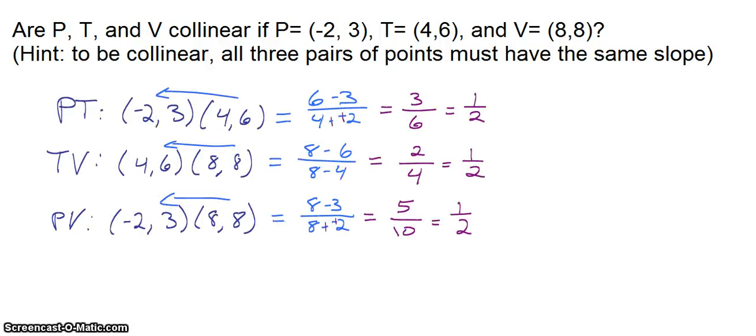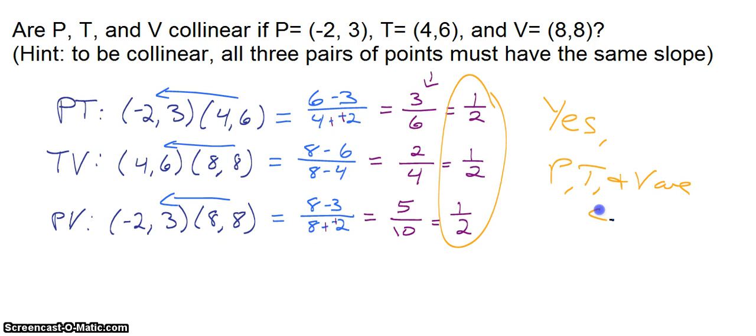So hopefully you agree with me that the slope between each of these points is 1/2. Even though in the steps they were all different, in the end, all of them were 1/2. Therefore, since all 3 pairs of points have the same slope, yes, P, T, and V are collinear.